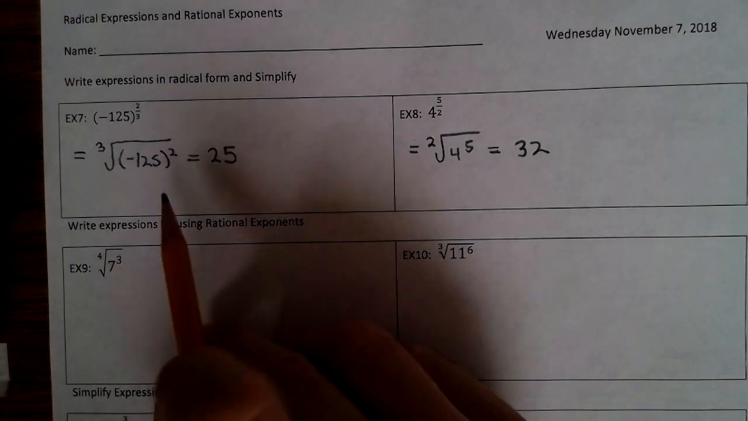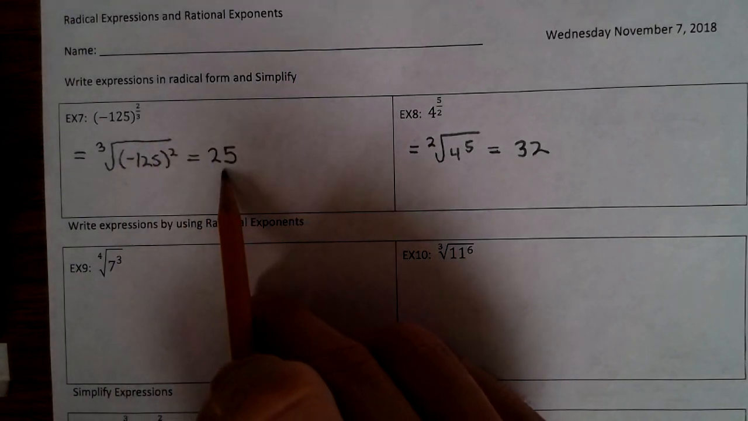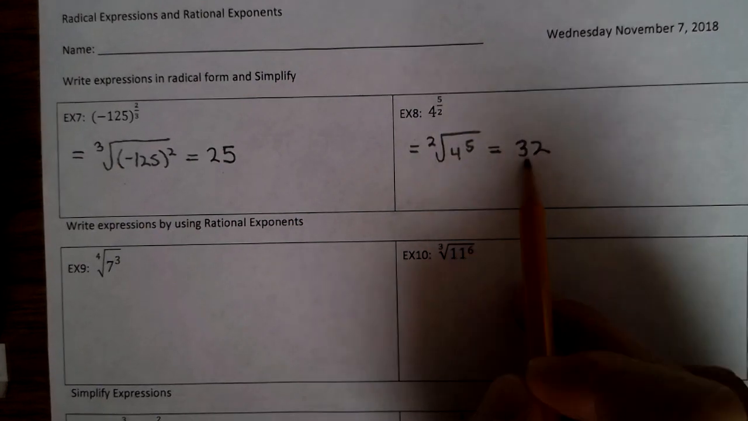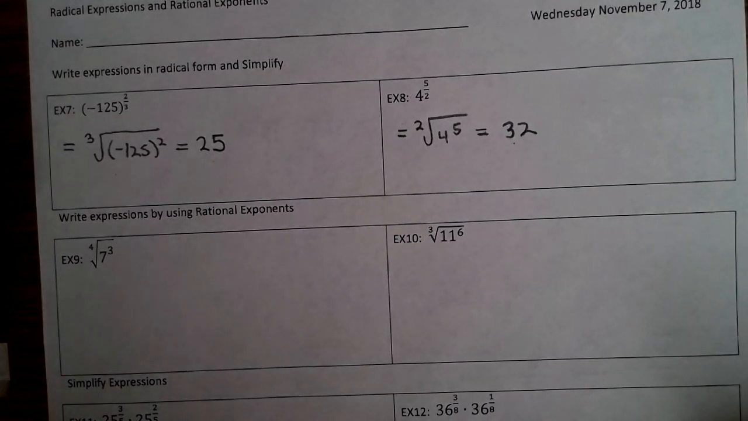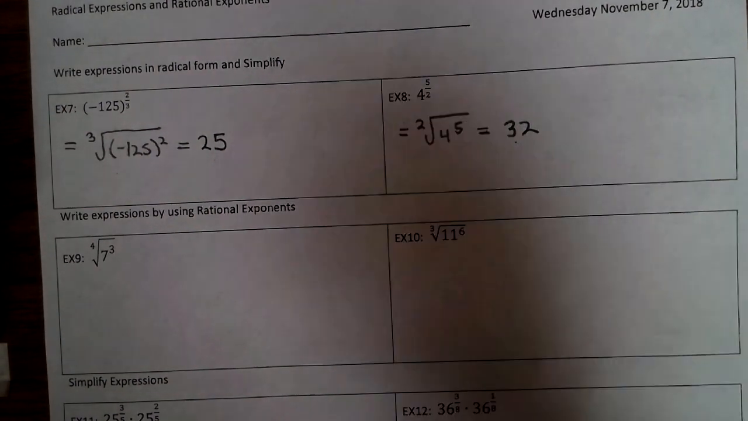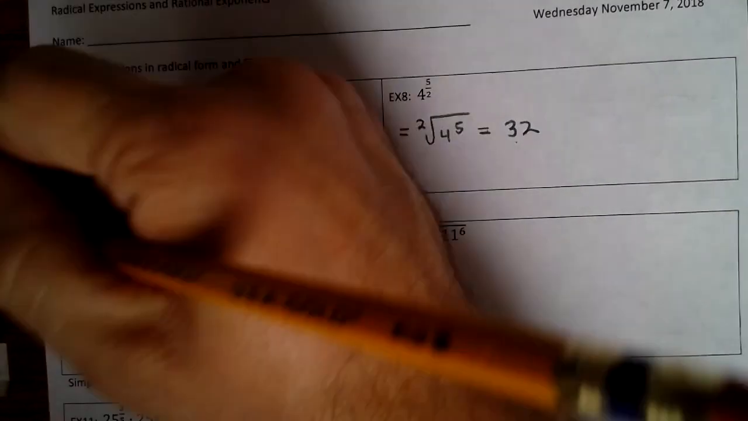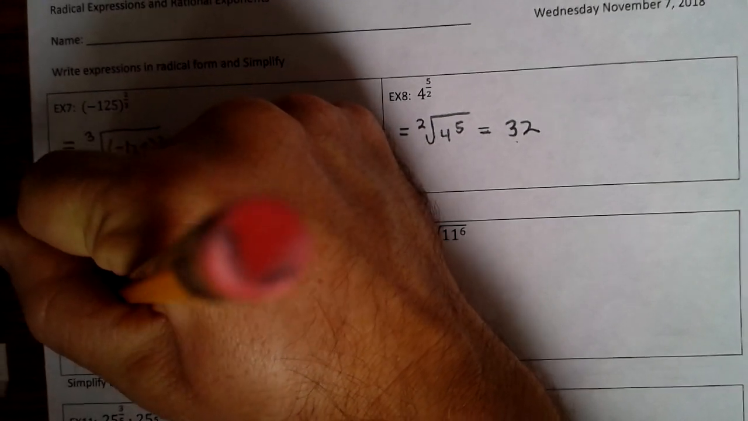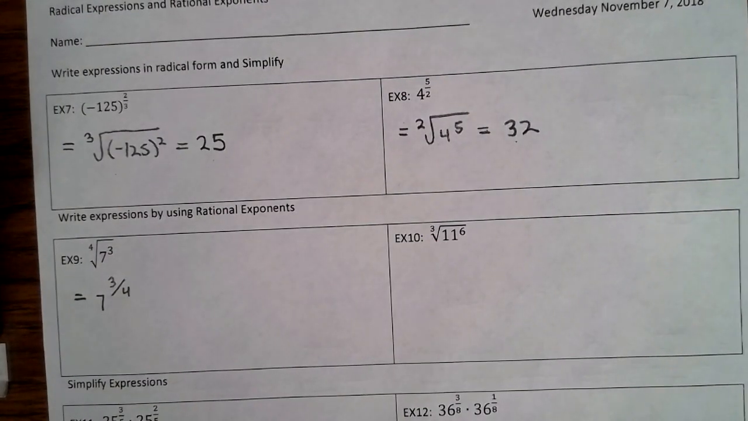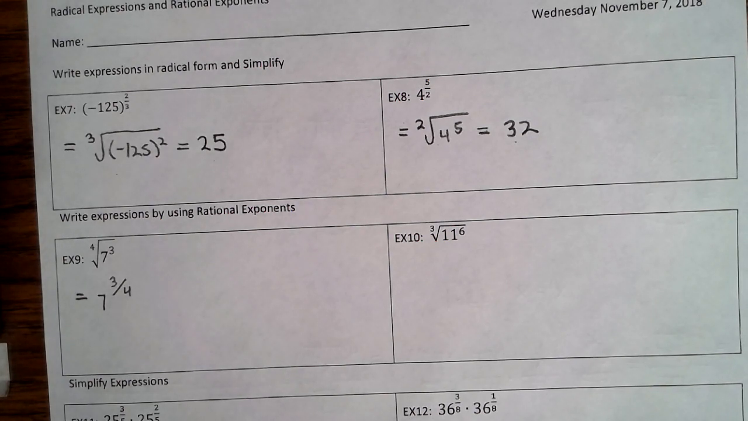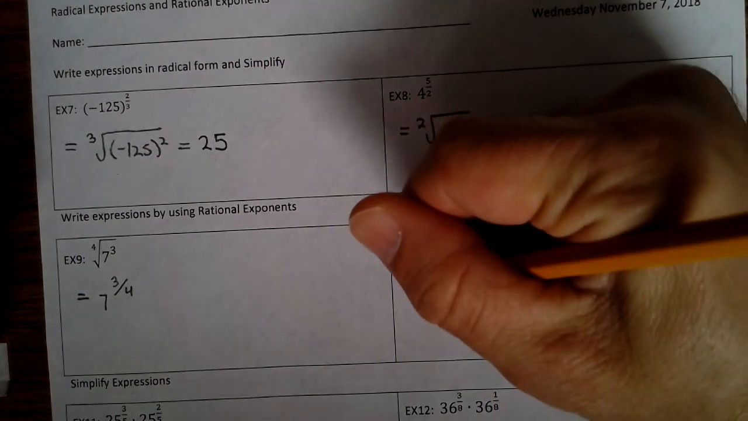Now it says write expressions using rational exponents. So this can be rewritten as 7 to the 3/4. All right, so same thing. This should be written as 11 to the 6 divided by 3, which can be written as 11 squared.